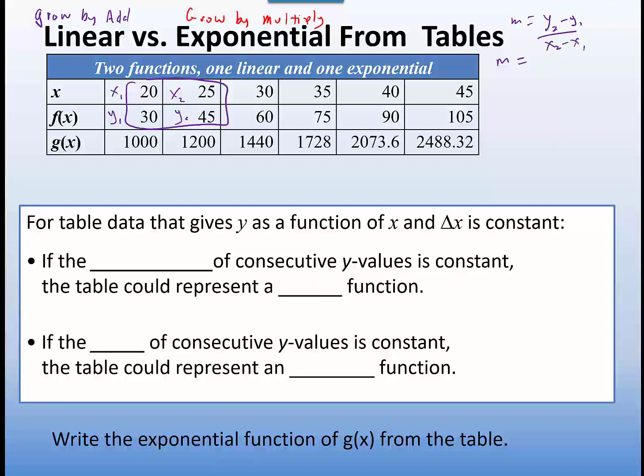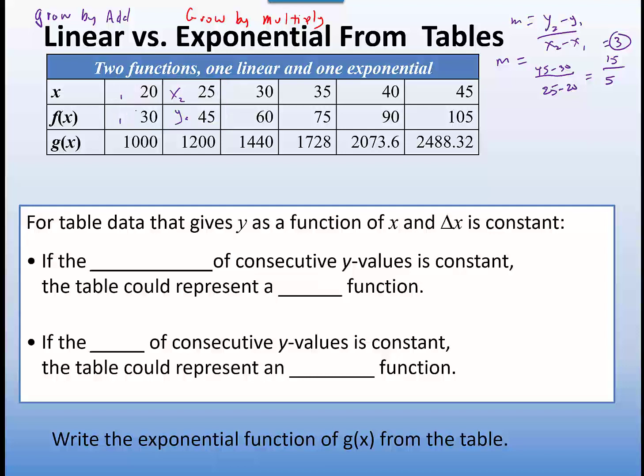And so in this data table, the x's are easy. 25 minus 20 equals 5. The top is 45 minus 30, which is 15. And that turns out to be a slope of 3. So is it 3 every time? If it was constantly 3, then we'd know that the f function is linear. But we don't know until we check several of them.